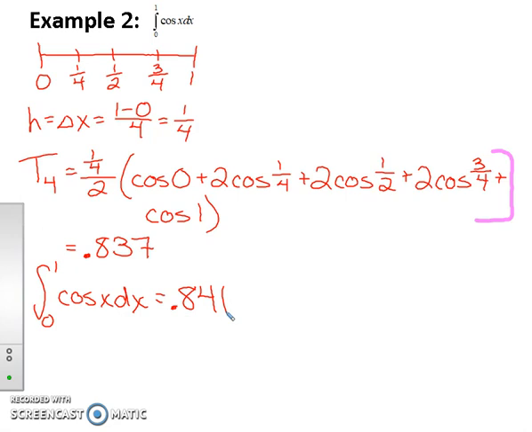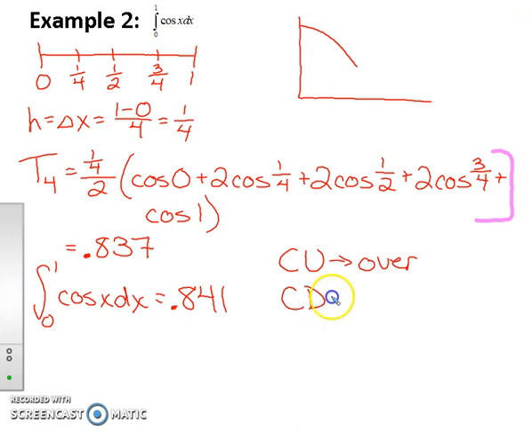Now, if we look at the cosine curve from 0 to 1, cosine starts off like this. So that's going to be a concave down graph, and I got an underestimate. That does confirm what we figured out in the last problem. Concave up is going to be an overestimate. Concave down is going to be an underestimate.